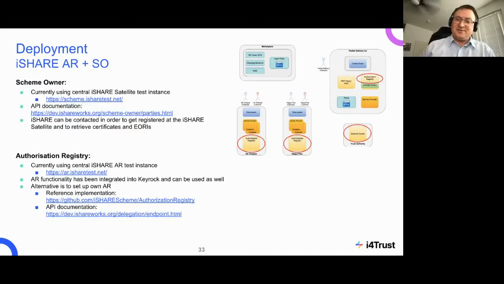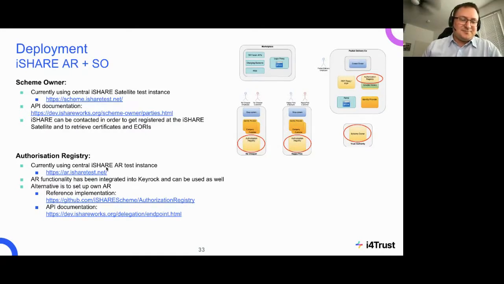Then for the authorization registry and the scheme owner, or the iSHARE satellite. For the iSHARE satellite, we used this test instance from iSHARE. I've also put a link to this API documentation, in case you want to participate in this concept or try it out. Then you need to contact iSHARE in order to get registered at their satellite and to retrieve certificates.